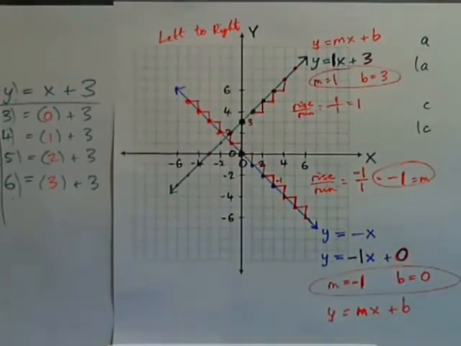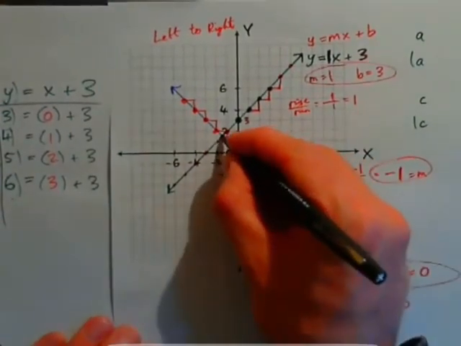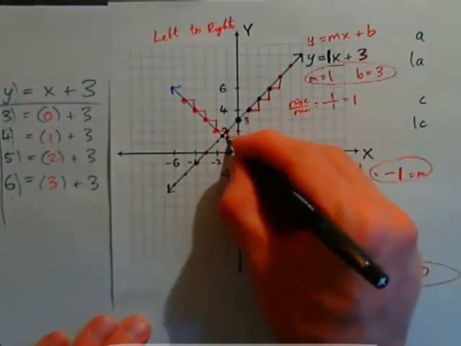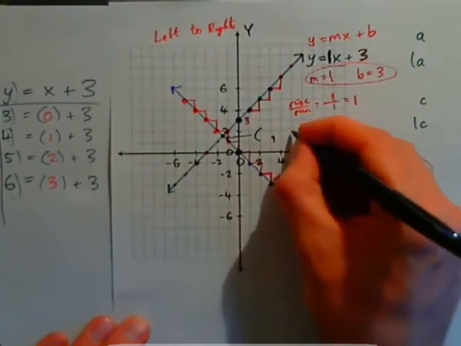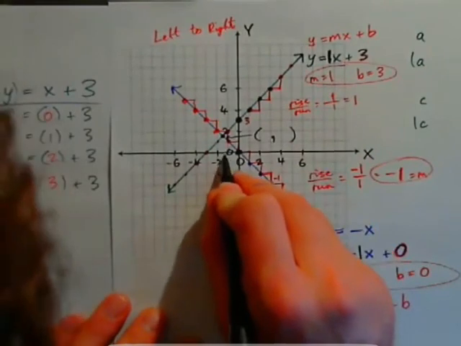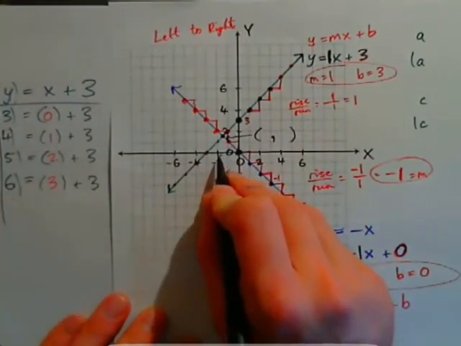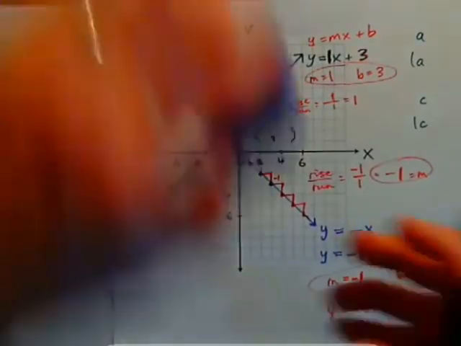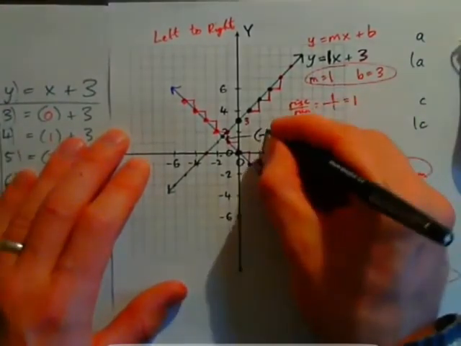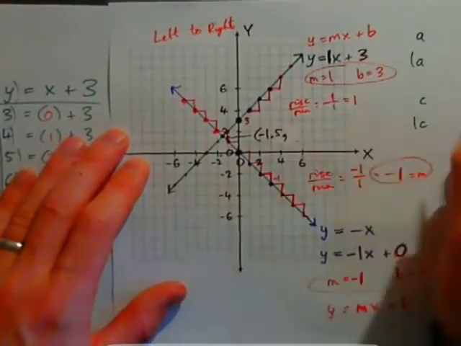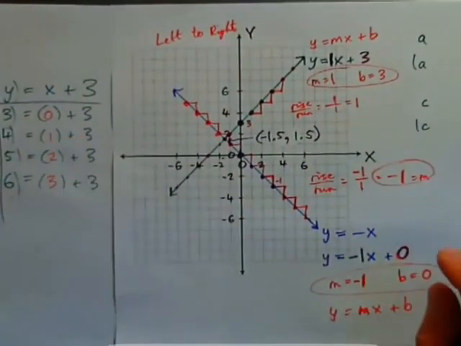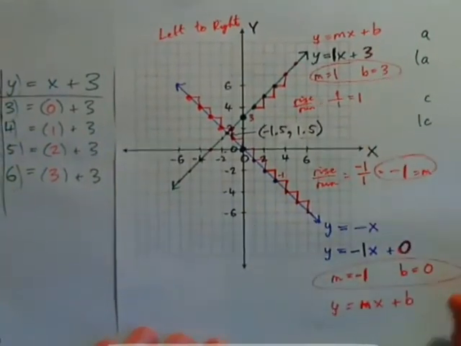Now we've got to get the point of intersection, which is this point here. And if you did a careful graph, then you should have come up with the point of intersection as x comma y. So if you did a nice careful graph for this, the x is between negative 1 and negative 2. So your x should be negative 1.5, and the y part should be positive 1.5. Okay, so this should be your point of intersection, negative 1.5, positive 1.5.